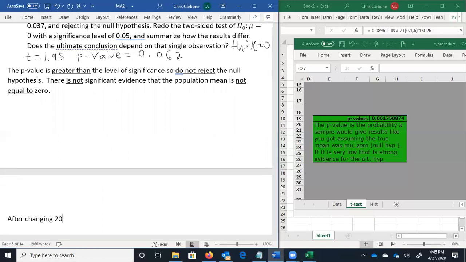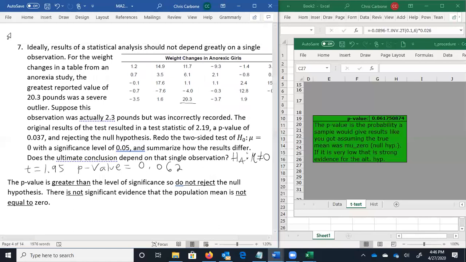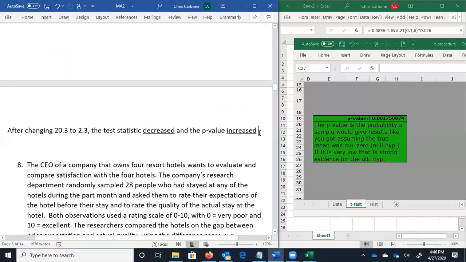After changing 20.3 to 2.3, the test statistic decreased, and the p-value increased. You could tell that because, and I'll go back down to it in 1 second, bear with me. The test statistic was 2.19 and decreased to 1.95. The p-value was 0.037 and increased to 0.062. That's why it's those two. P-value increased. Period.